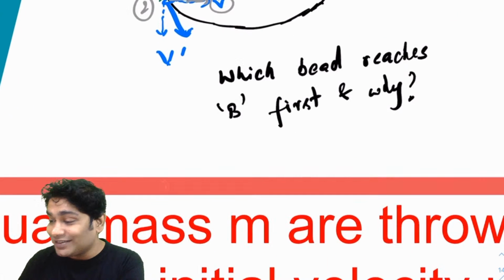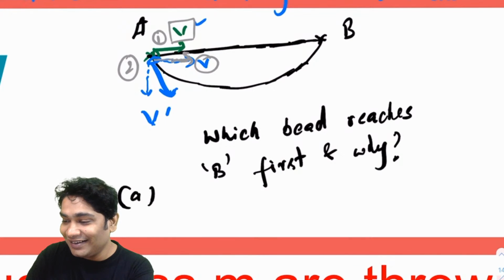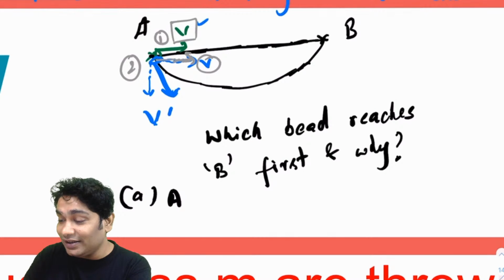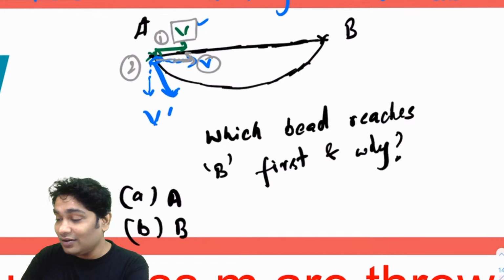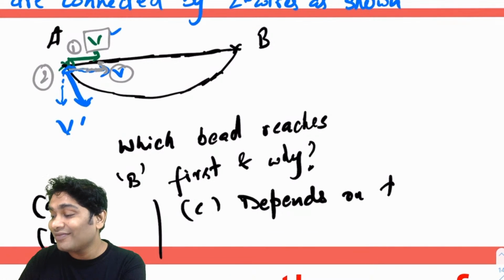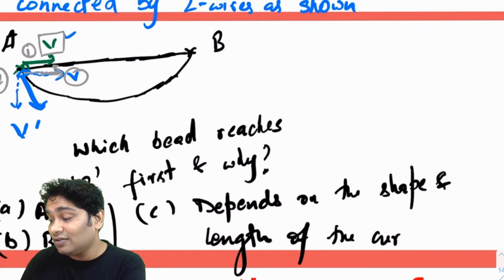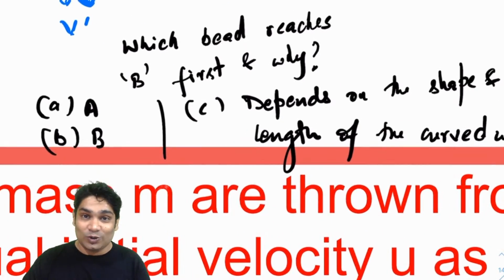Alright, why don't I give you options just to make it easy. Option A, bead A. Option B, bead B. Option C, depends on the shape and length of the curved wire. So there are your 3 options also.